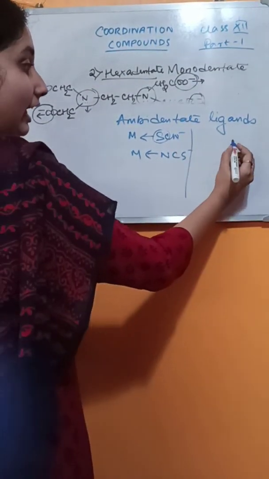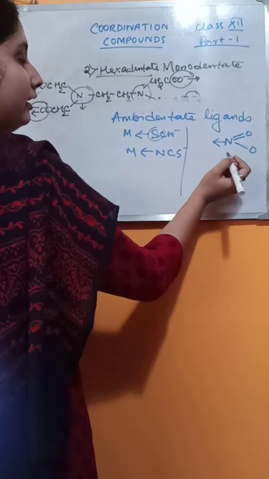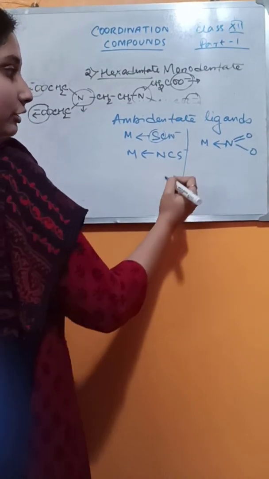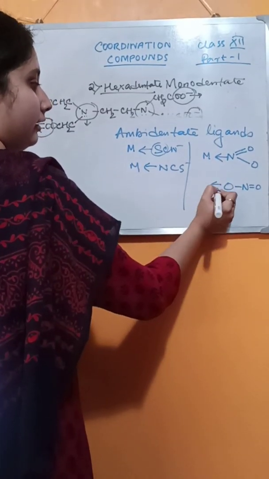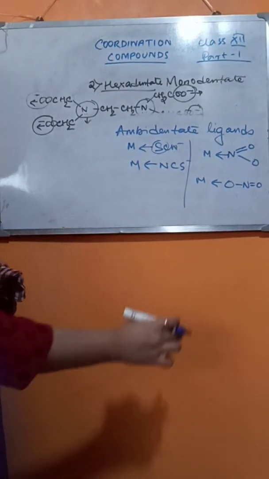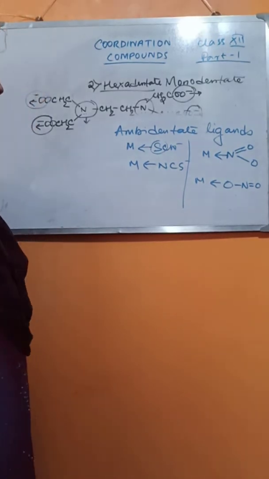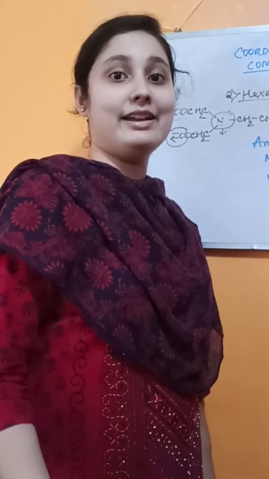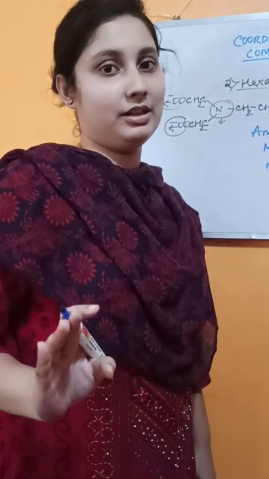Another example is nitro. The nitro ligand also has two donor sites. One is the nitrogen donor site and the other is the oxygen donor site. So the nitro ligand is also known as an ambidentate ligand. Okay, this is more or less about the denticity of ligands, and till this is your first unit test syllabus.